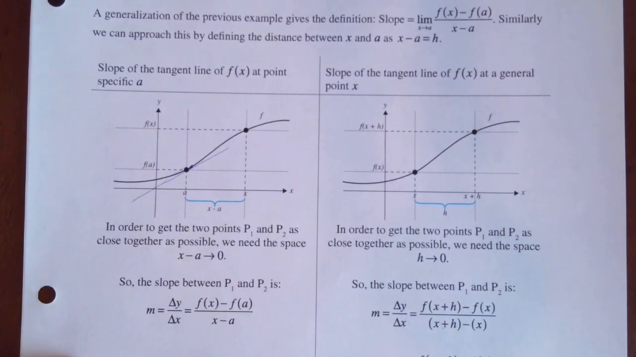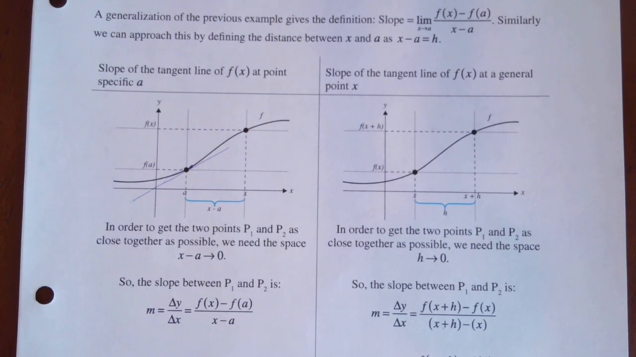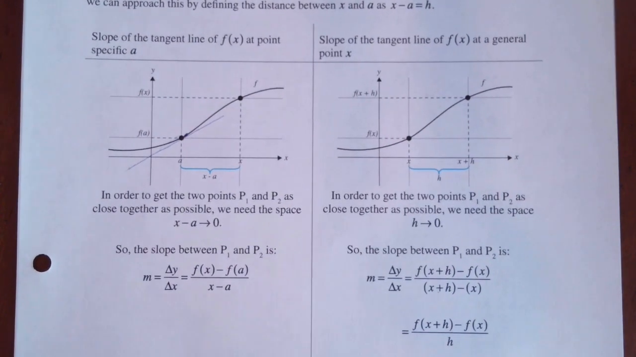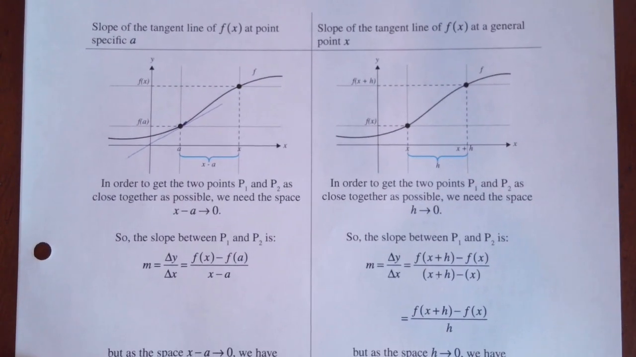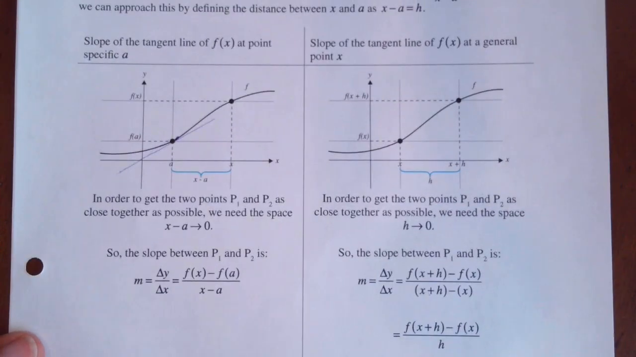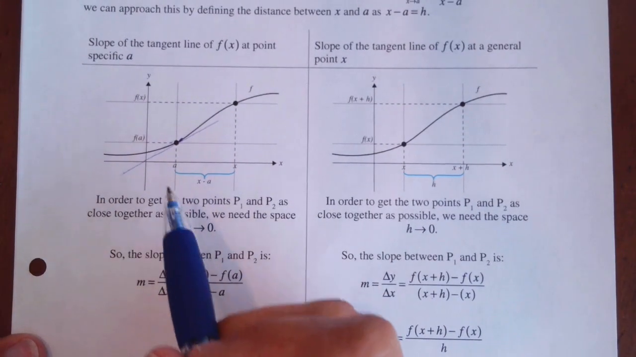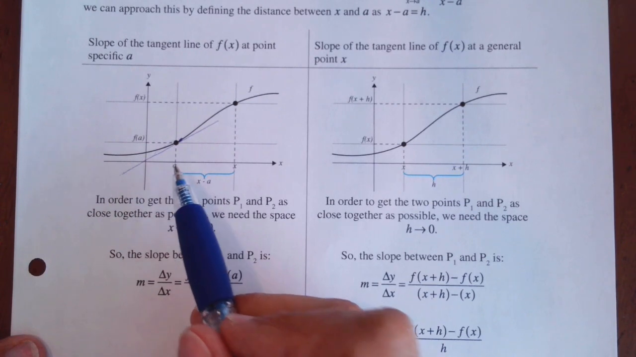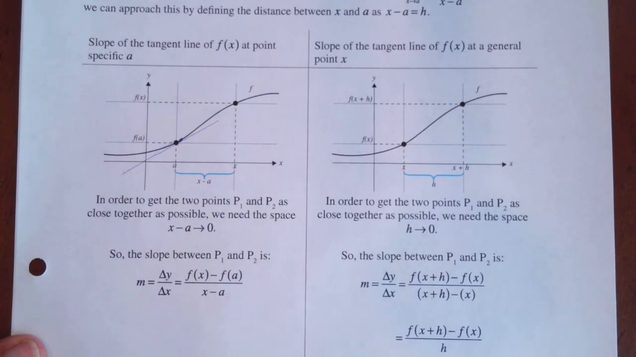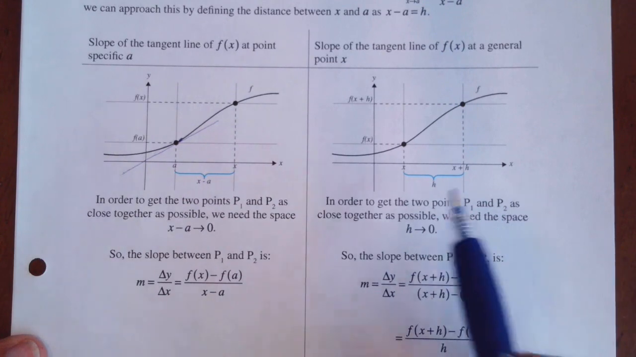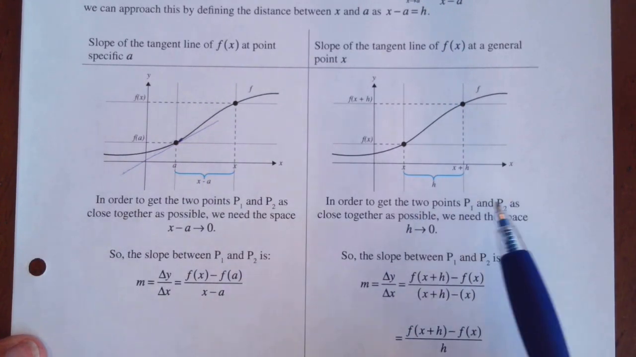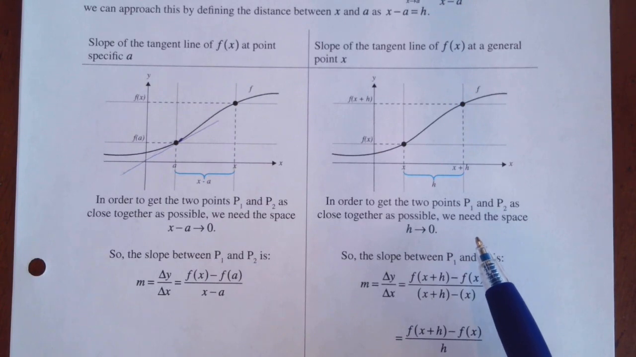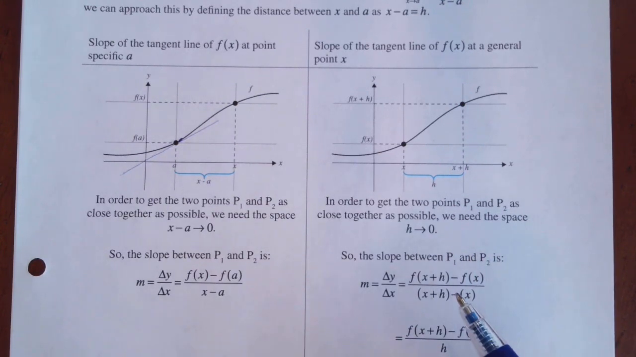All right, so if we look at this, and this is kind of important, I'm going to write this out on the next few pages as well. I think this will help you out. So we have on this side, finding the slope of a tangent line at a specific point. At some specific point, they're going to give you x equals 1 or 2 or whatever. This side is finding the slope of the tangent line at a general point, a point that we don't know.